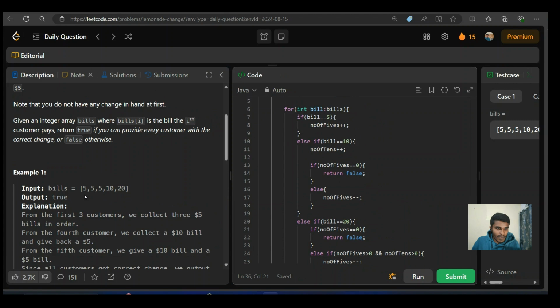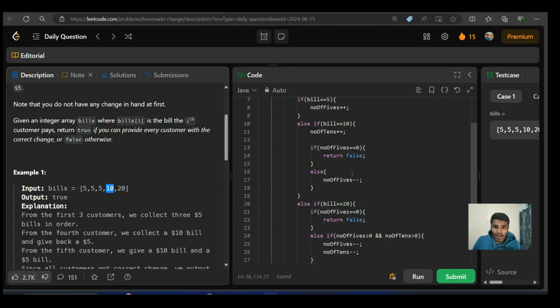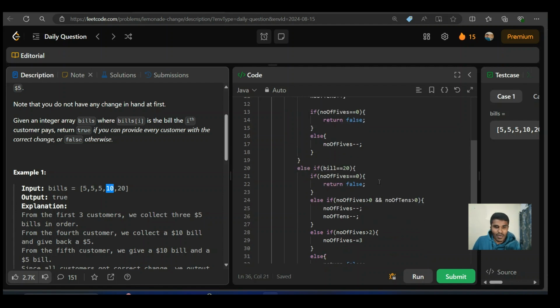If we encounter 5, we are incrementing our number of fives counter. If we encounter 10, we are incrementing our tens counter, and we are checking if there is no 5. If there is no 5, there is no chance of giving change to that customer. So if there is no 5, I'm directly returning false. Else if there is a 5, I am just decrementing the fives counter.